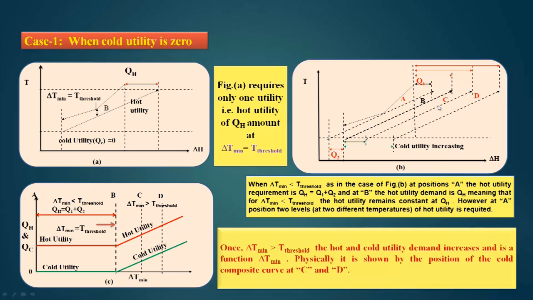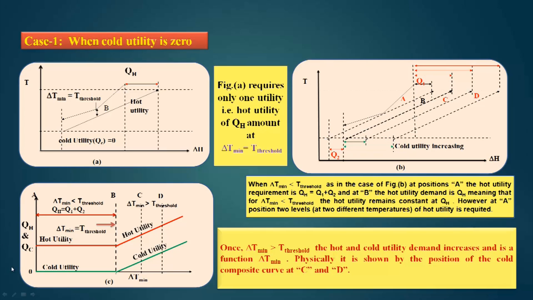If we shift it further to a position C, then we find that there is a cold utility demand from this point to this point, as well as a hot utility demand from this point to this point. Further, if I shift it to D position, there is a cold utility demand from here to here, and a hot utility demand from this point to this point. This movement can be represented here. Basically, when I am shifting the composite cold curve from the hot composite curve, the delta T minimum is changing. In this case, the delta T minimum is almost 0 here, but when I shift to B, this is the delta T minimum. When I shift to C, this is the delta T minimum, and when we shift to D position, this will be the delta T minimum.